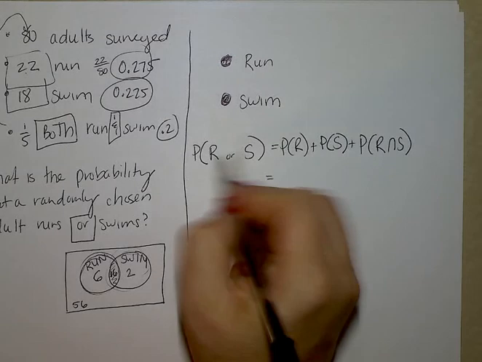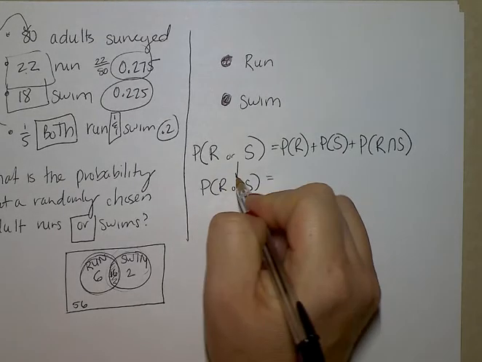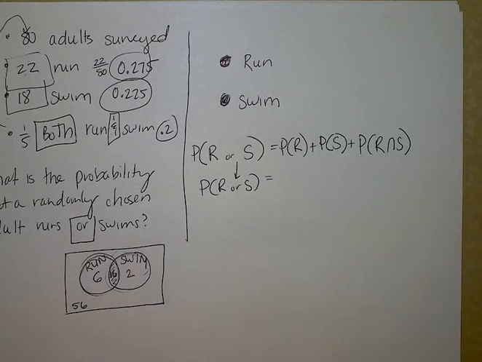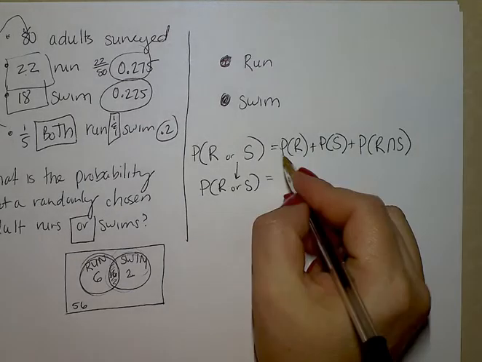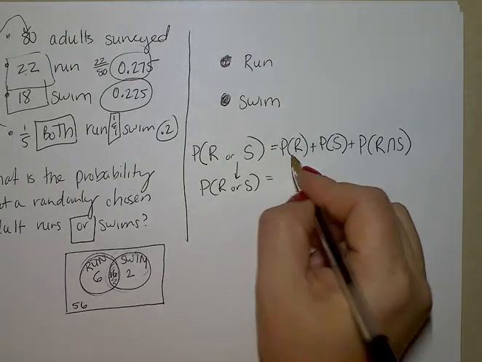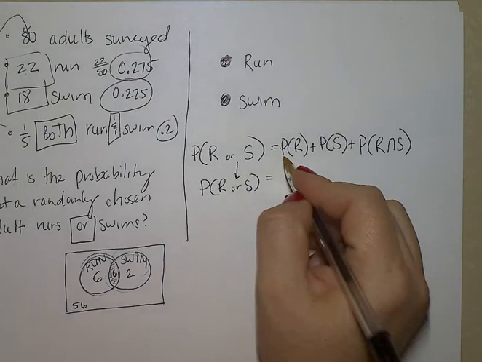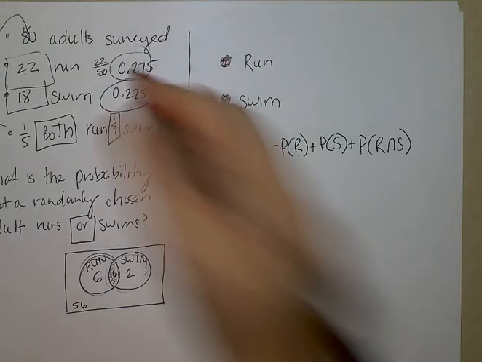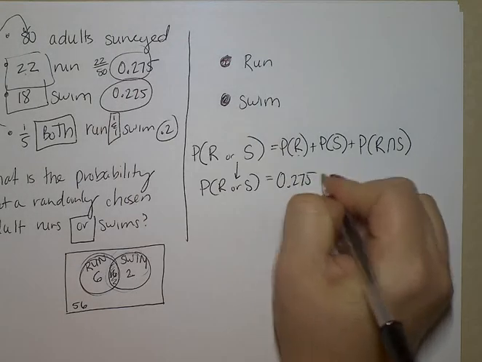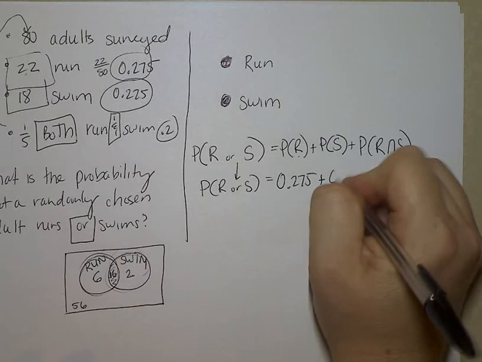We want to figure out P of R or S. That or is important. So what is the probability, written as a decimal, of randomly choosing one of the 80 who says, I run on a regular basis? 0.275. What is the probability of randomly choosing one of the 80 who says, I swim on a regular basis? 0.225.